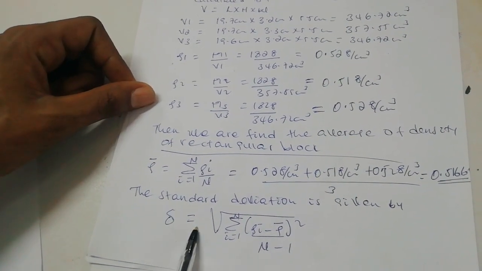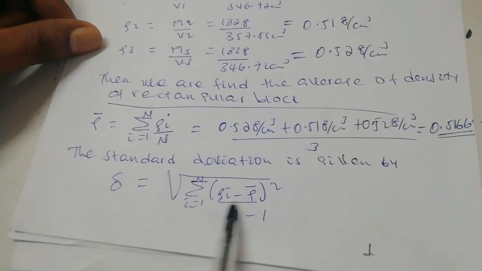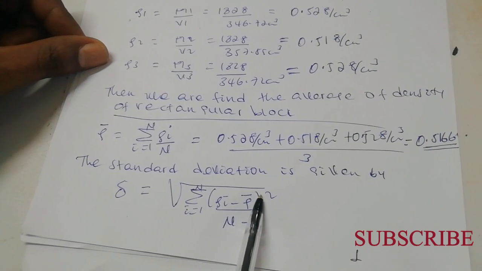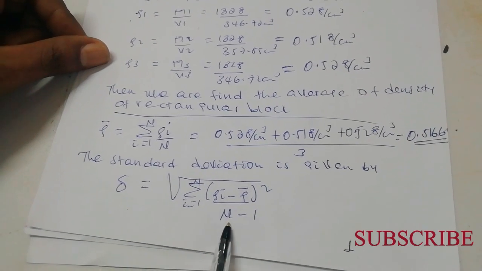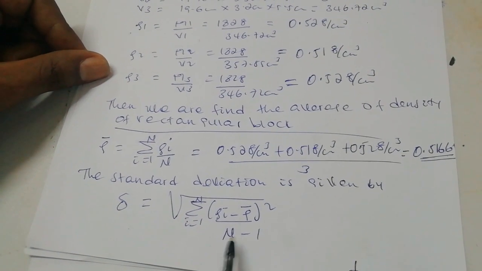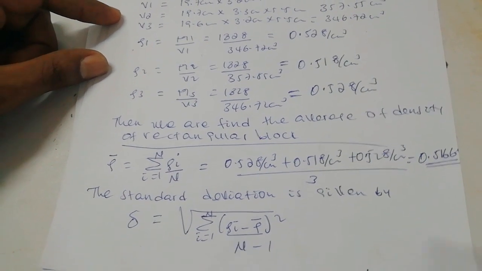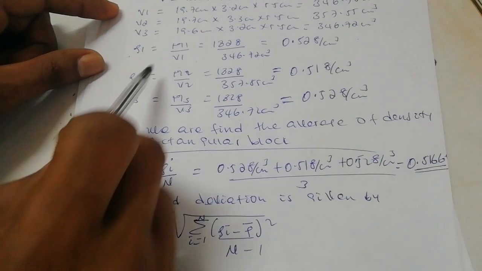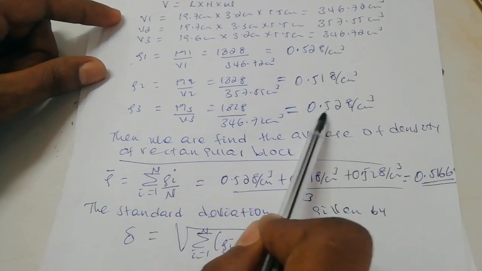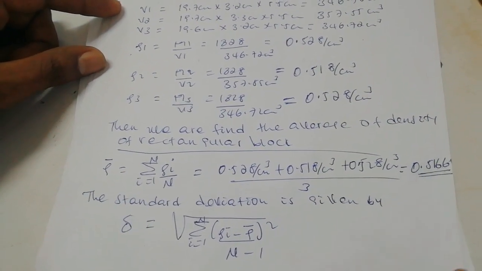The standard deviation is given by the square root of the summation from 1 to n of the individual measurement of density minus the mean density, the whole square, over n minus 1, where n is the number of measurements or the number of trials in the experiment. So using this experiment, we insert the values: density 1 is 0.51, density 2 is 0.51, density 3 is 0.52, and the mean density is 0.5166.